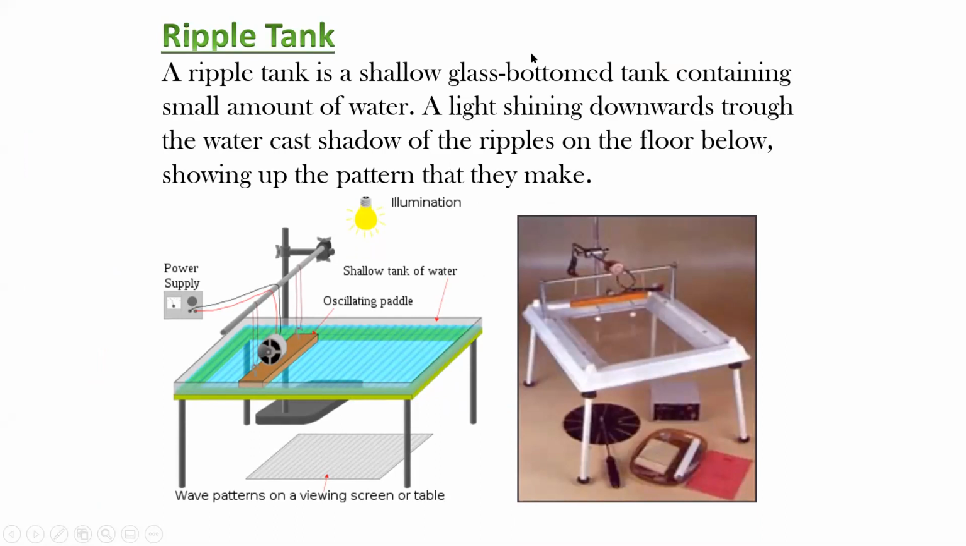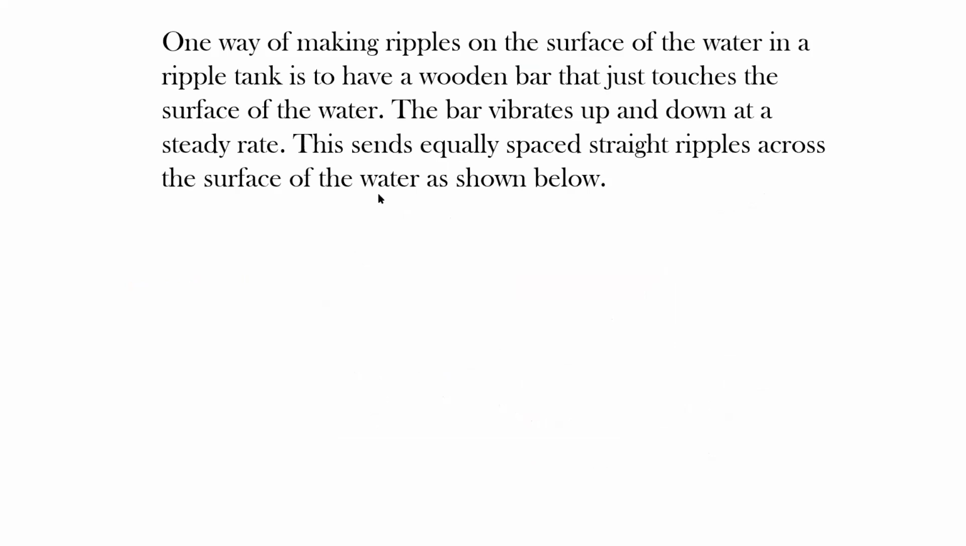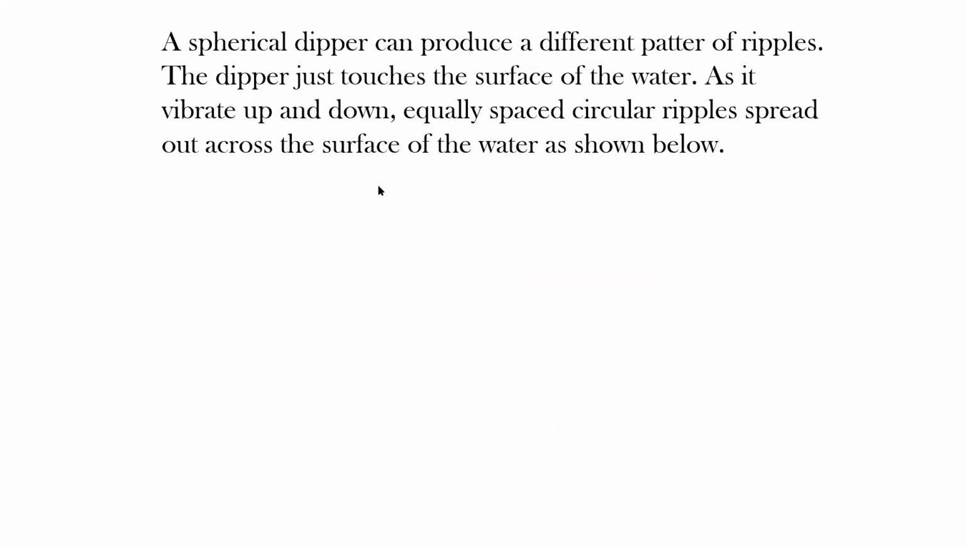This is a picture which shows a ripple tank. The water is inside, and when these bobs are vibrating to and fro, they will produce ripples, so we can study the properties of the wave. What we will do is observe the wavefronts at the bottom, or on the screen we'll observe the wavefront.